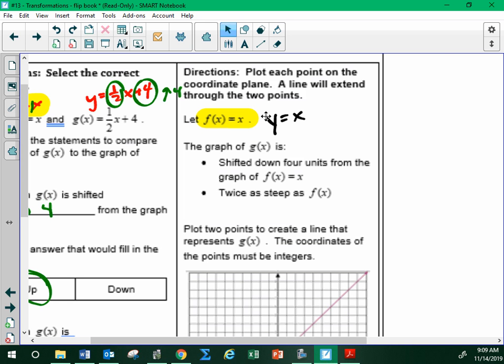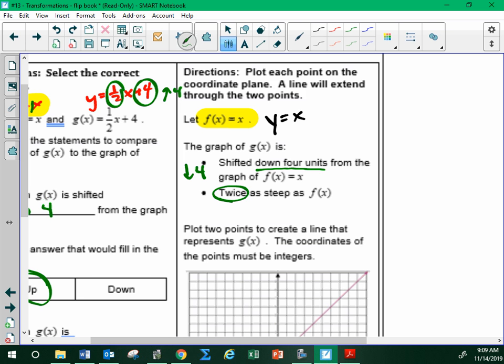They say it shifted down 4 units, and it is twice as steep. So if it shifts down 4, that means that I want to say minus 4 on the end. That means my y-intercept is going to be negative 4. And if it's twice as steep, that means that I want my slope to be twice what it currently is.